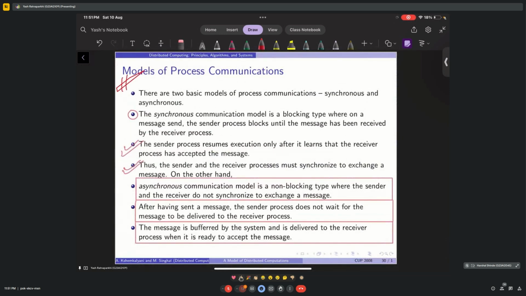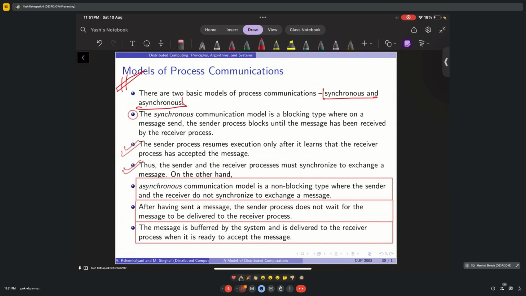Okay, that there are two basic models of process communication, synchronous and asynchronous. ठीक है, process communication can work in two ways. अभी synchronous क्या होता है? A synchronous communication model is a blocking type model where a message is sent, the sender process blocks and waits until the message has been received by the receiver.